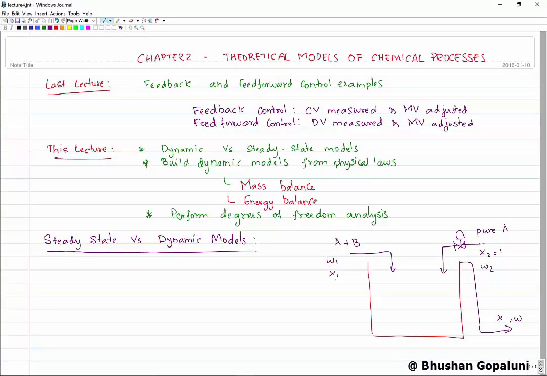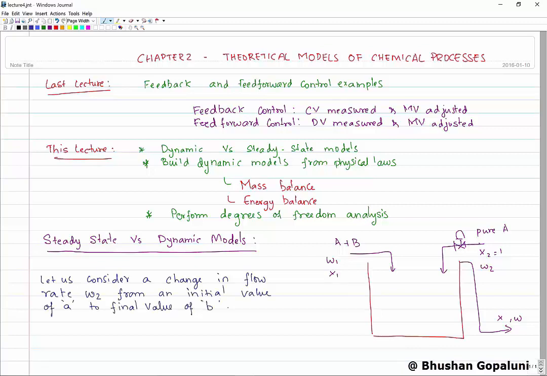Now let's start with the differences between steady state and dynamic models. Let's go back to the same blending process example we had seen a few times in the previous lectures. Let's assume for a moment that the inlet flow rate of pure A is changed from an initial value of A to a final value of B. When that happens, it is going to affect the exit concentration X.